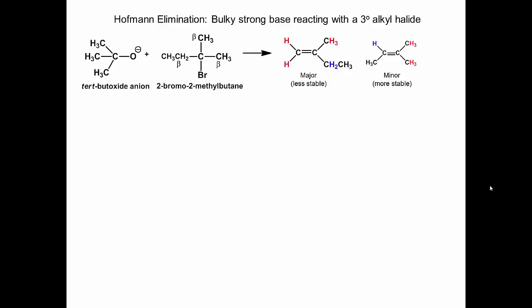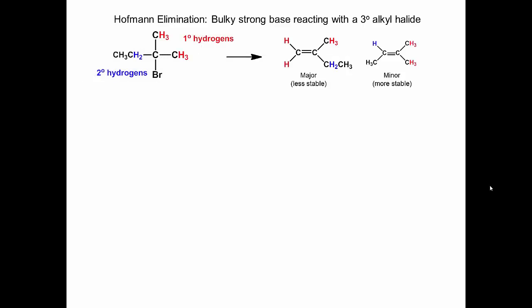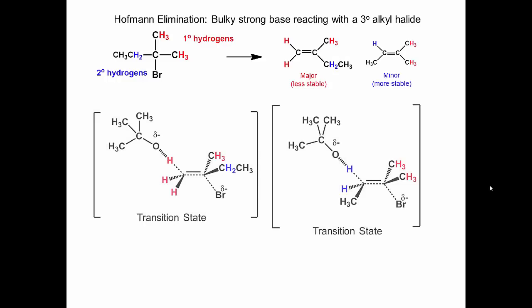There are two types of beta hydrogens, primary and secondary. Notice elimination of the primary protons produces the less stable alkene, and elimination of a secondary proton produces the more stable alkene. Let's look at the transition states. First, look at the transition state that produces the less stable alkene.